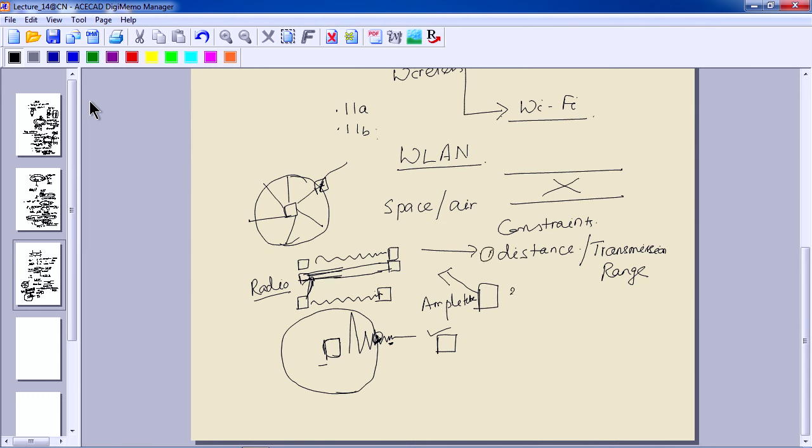The second constraint is, I am sorry, broadcast. Broadcast cable is also a broadcast.